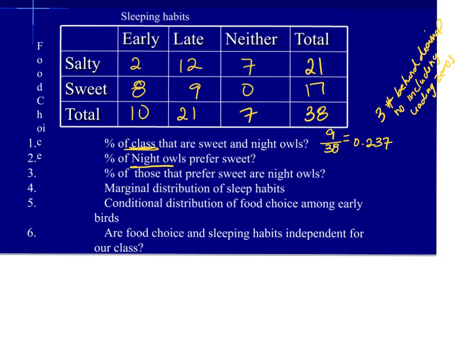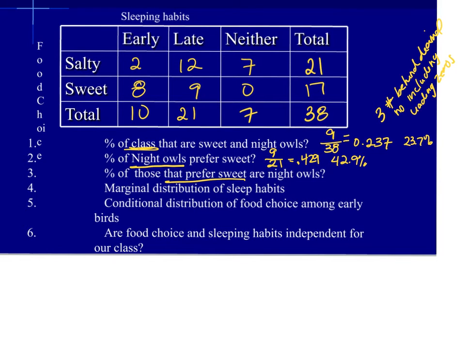So what percent of night owls prefer sweet? So now we're looking only at the night owls, and so our denominator becomes 21. How many of them prefer sweet? Well, that is still 9. So we can see the question is asking me for the same cell, but the denominator changes. So 9 out of 21 is 0.429 or 42.9%. You don't get marked off if you're asked for a percent, and you actually just leave it as a decimal.